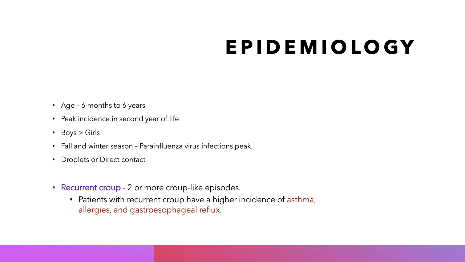Pathogens responsible for laryngotracheobronchitis are transmitted by airborne droplets or direct contact. Recurrent croup, that is 2 or more croup like episodes in a child, is defined as recurrent croup. Patients with recurrent croup have a higher incidence of asthma, allergies and gastroesophageal reflux. So, whenever you get a patient who has recurrent croup, you should be alert to look for comorbidities like asthma, allergies and gastroesophageal reflux.